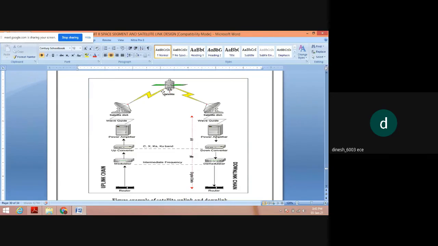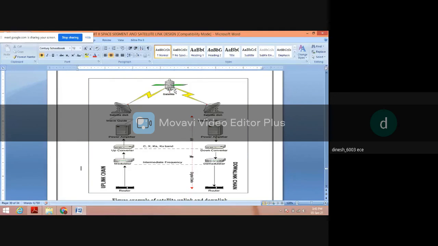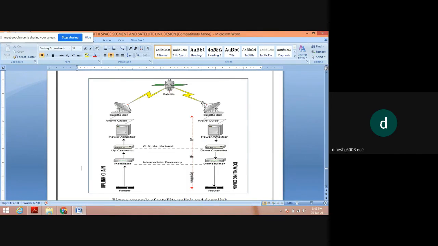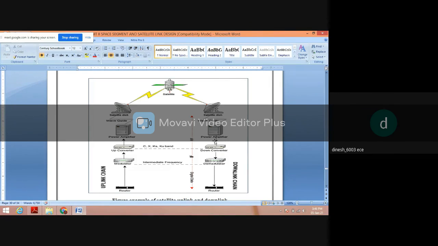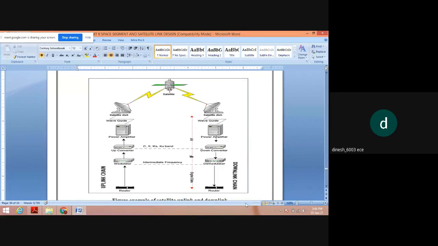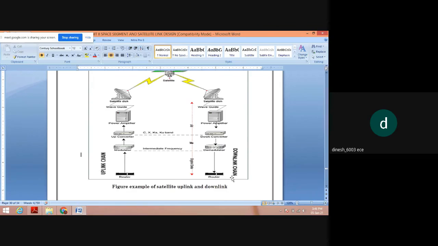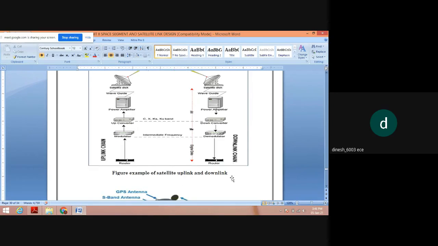The satellite receives the signals, the antenna in the satellite, it repeats, it amplifies, then it sends it to the receiver through the downlink frequency or through the downlink system. Again, the satellite at a farther distance from the transmitter receives the signals through the satellite dish, then to the waveguide, then we have a power amplifier, then it is down converted, then it is demodulated and sent to router again for all the corresponding users. So this is an example of satellite uplink and downlink.